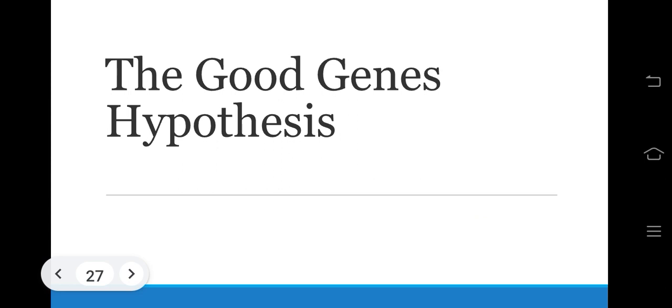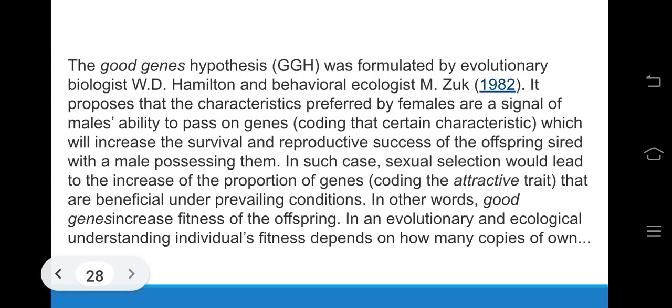The good genes hypothesis. The good genes hypothesis, or GGH, was formulated by evolutionary biologist W. D. Hamilton and behavioral ecologist M. Zuk. It proposes that the characteristics preferred by females are a signal of males' ability to pass on genes coding certain characteristics which will increase the survival and reproductive success of the offspring with the male possessing them.